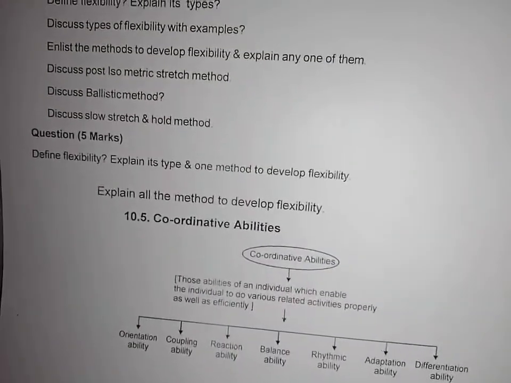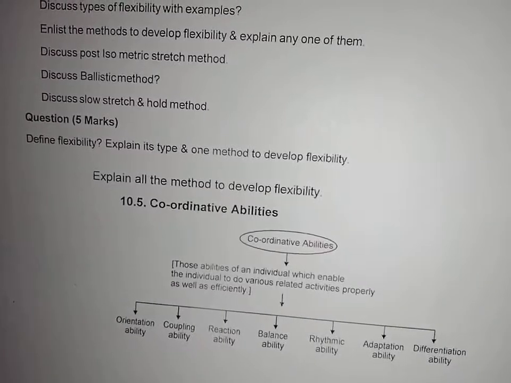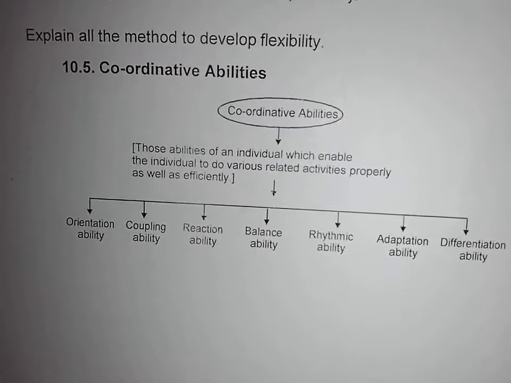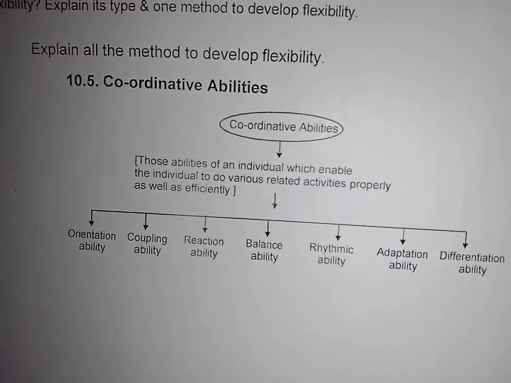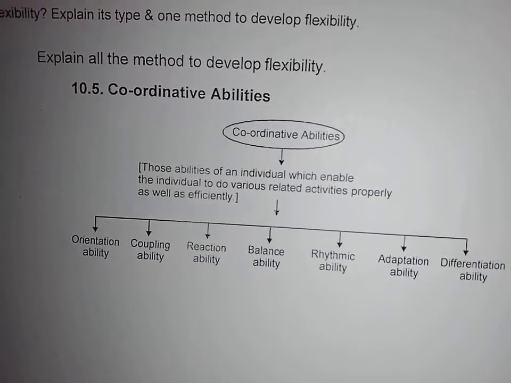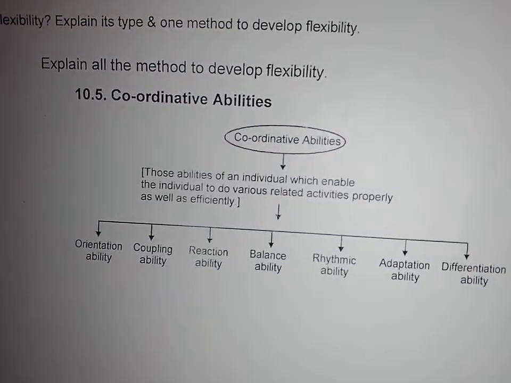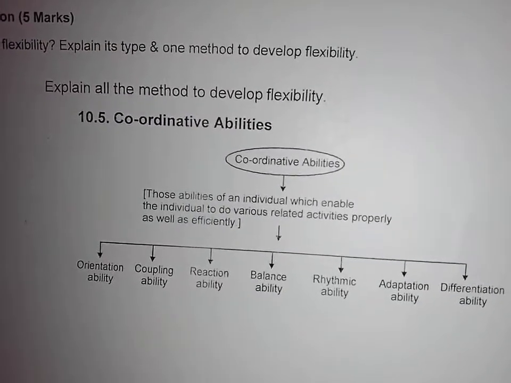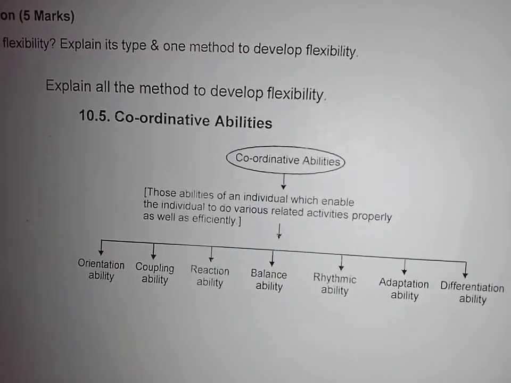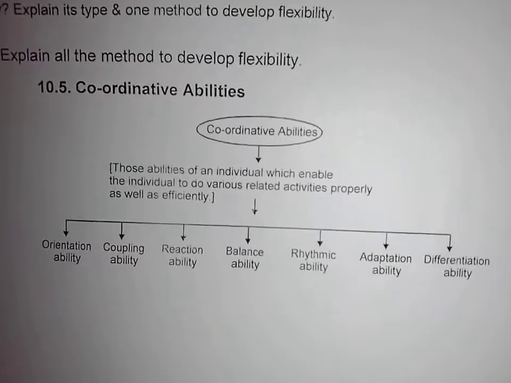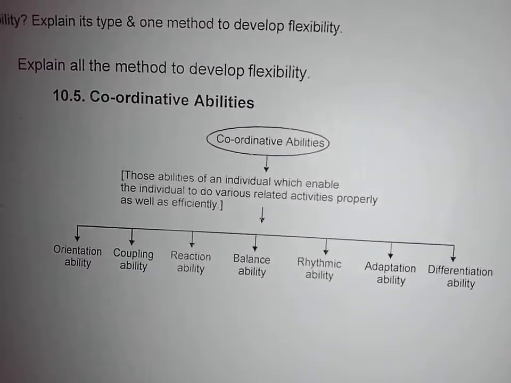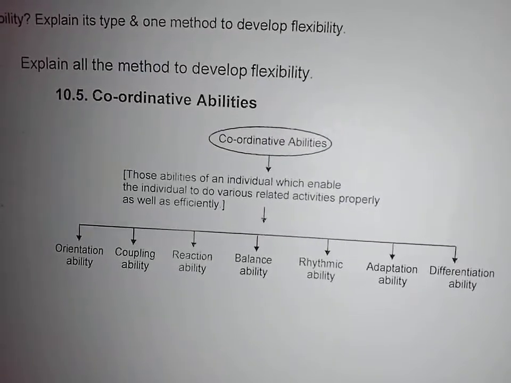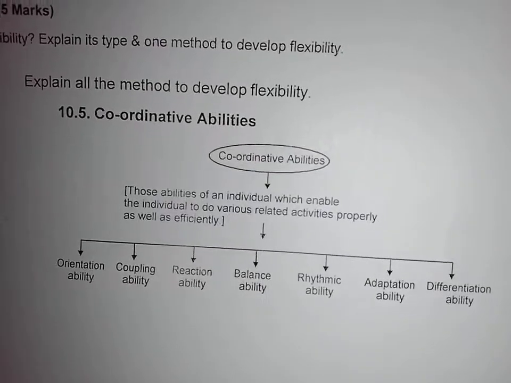Now I would discuss coordinative abilities. This is the next topic, coordinative abilities. You can see there are different divisions. Coordinative abilities, what does it mean? Those abilities of an individual which enable the individual to do various related activities properly as well as effectively. It is divided into several parts: orientation ability, coupling ability, reaction ability, balance ability, rhythmic ability, adaptation and differentiation ability.